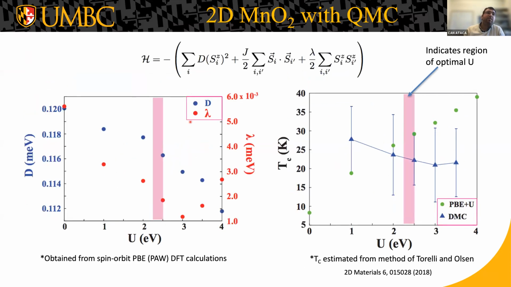Then we move on to the other parameters, D and lambda. We have done DFT calculations using VASP and PAW at different easy axes and magnetic orientations as well. They have a minor contribution here. And at the end, what we conclude is that when we choose the accurate U value that we calculate from quantum Monte Carlo, the Curie temperature is on the order of 20 to 25 degrees, which is consistent with the experiments.